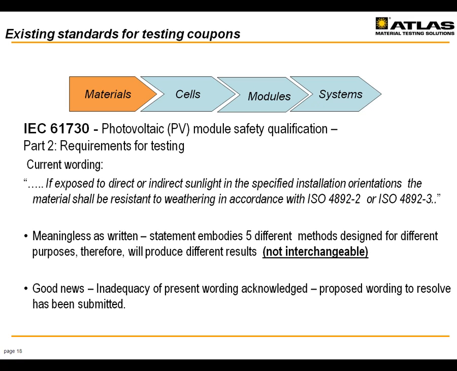Now, one of the controversial aspects of this test method has been on the books for years. The reason for that is that it has current wording, shown here, that says, if exposed to direct or indirect sunlight in the specified installation orientations, the material shall be resistant to weathering in accordance with ISO 4892-2 or ISO 4892-3. As written, ISO 4892-2 and -3 embody 5 different test methods, all of which are intended for different purposes and therefore designed to have different results. They're not interchangeable, and so the way the specification was written is really meaningless.